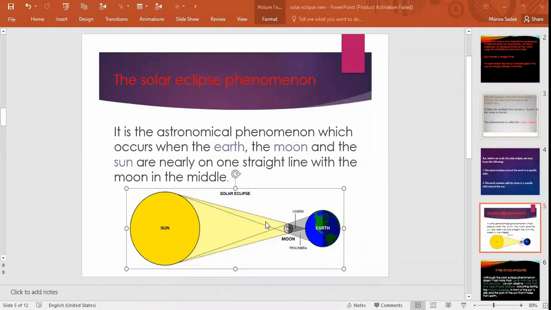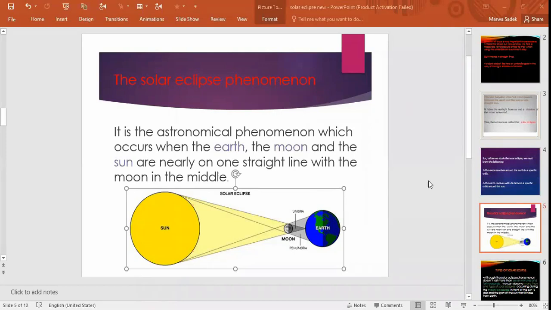The shadow of the moon is formed on the earth. But the moon has two shadow areas. One of them is called umbra, and the other one is called penumbra. What is the umbra? Umbra is the darkest shadow area of the moon. But the penumbra is the semi-shadow area of the moon.